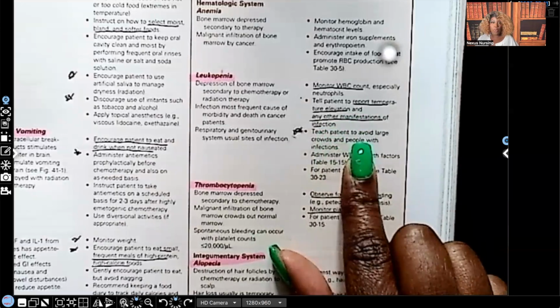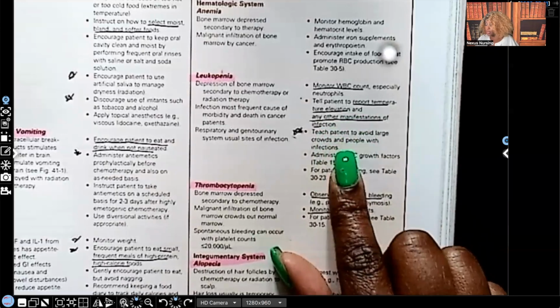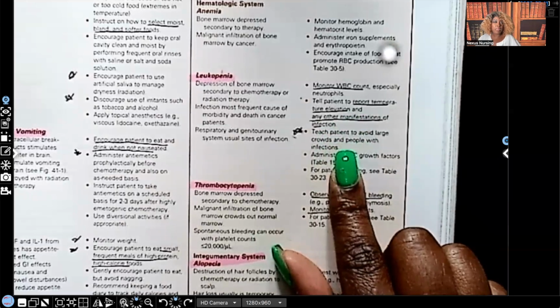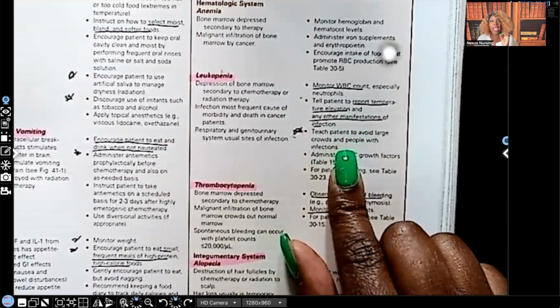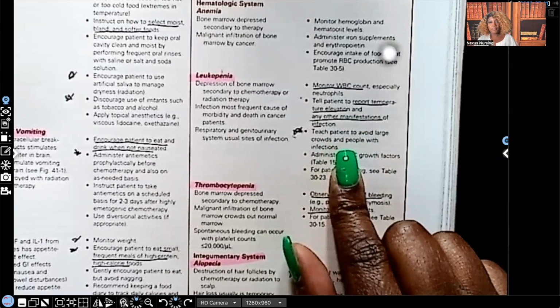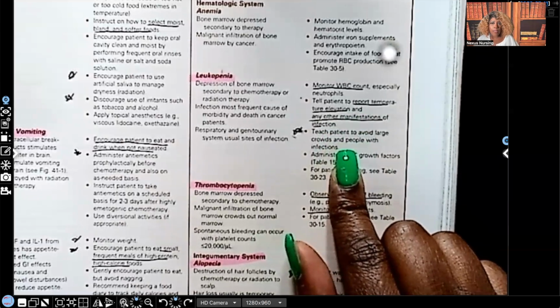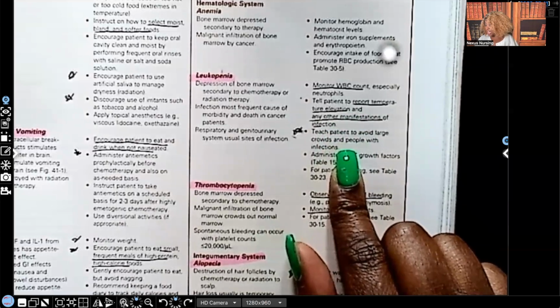Teach the patient to avoid large crowds and people with infections. This person, excuse me, is already immunocompromised. You think they need to go on a crowded bus or a subway or a concert? Absolutely not. We want to keep them safe and away from infection.